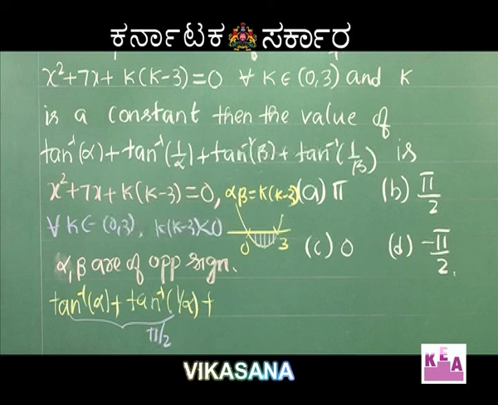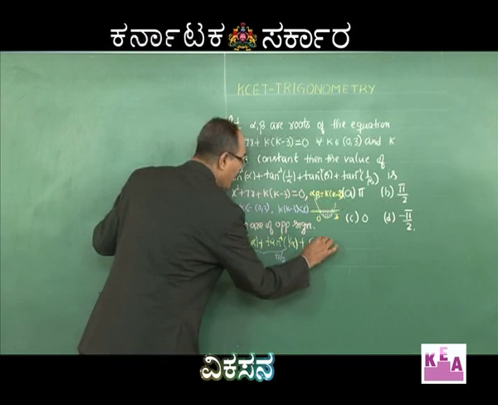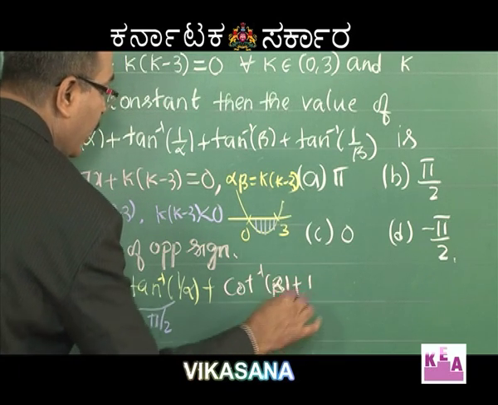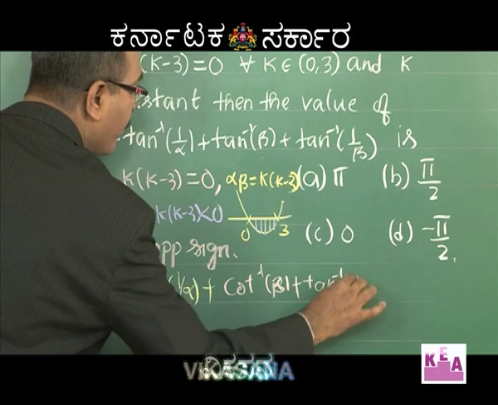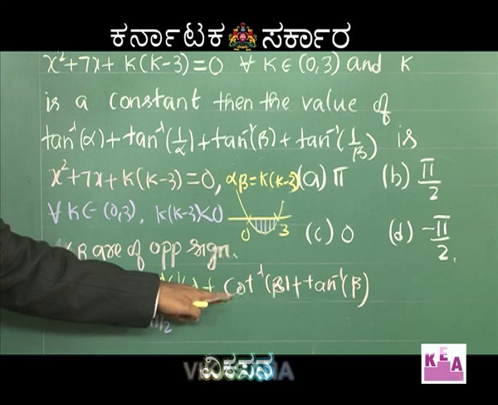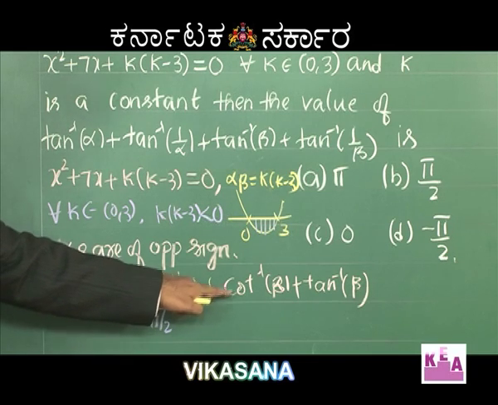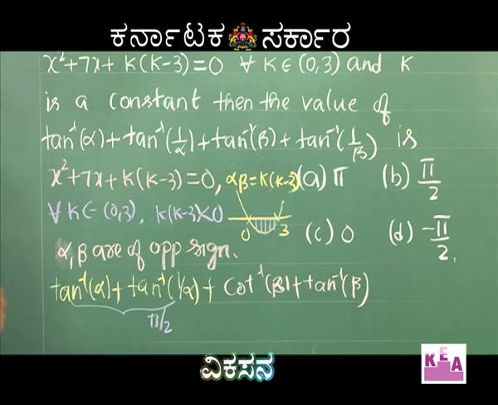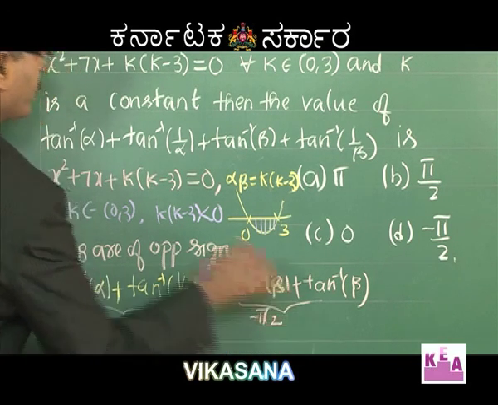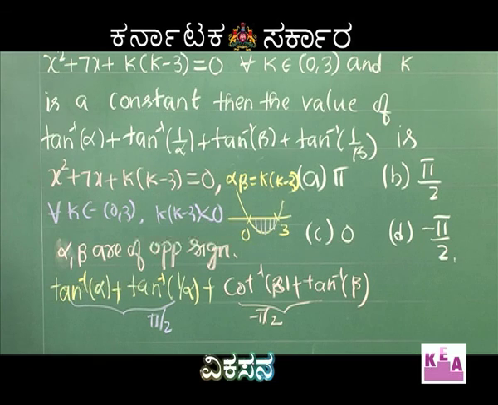Now, as tan inverse of alpha plus tan inverse of 1 by alpha is pi by 2, let us write cot inverse alpha plus cot inverse beta plus tan inverse beta. Intentionally, I have written cot inverse of beta instead of tan inverse of 1 by beta. I hope you know this: tan inverse of 1 by x is cot inverse of x and vice versa. See, cot inverse beta plus tan inverse beta is a negative quantity, because if alpha is positive, beta is negative, therefore this must be minus pi by 2. Do you agree with me? Now what is pi by 2 minus pi by 2? Answer is 0.